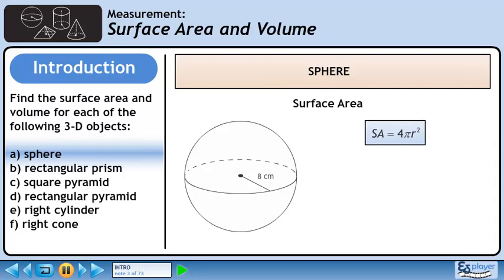The formula for surface area is 4 pi r squared, where r is the radius of the sphere. The radius of the sphere is 8 centimeters, so plug in 8 for r. Eight squared equals 64. The surface area of the sphere is approximately 804 square centimeters.